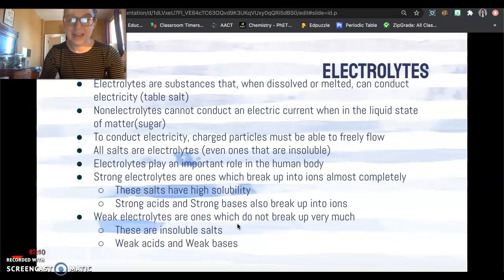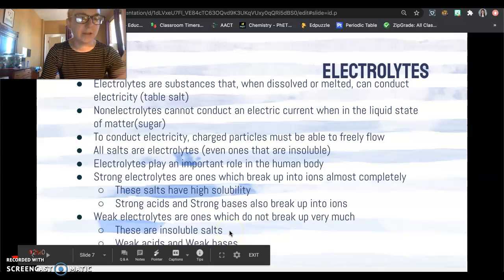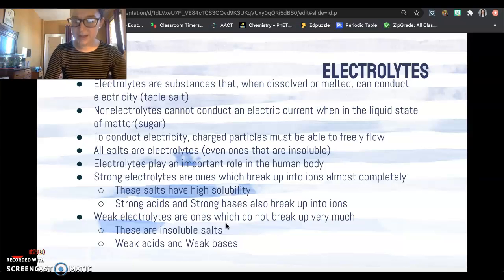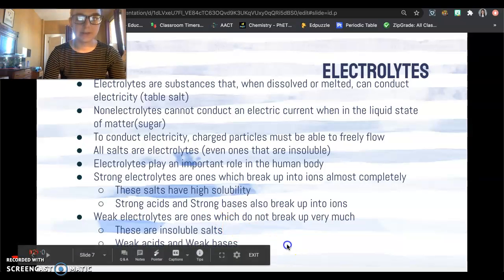Technically, everything is a little bit soluble, so there's no such thing as completely 100% insoluble. But if there's low solubility, we have a weak electrolyte, which doesn't conduct much electricity. And again, weak acids and bases don't break up very much into ions. So it's again a weak electrolyte, not much electricity flows.